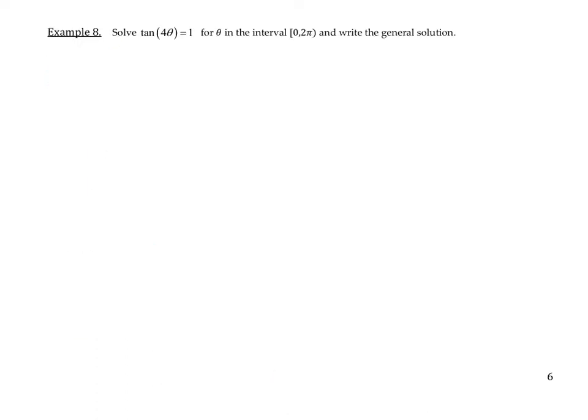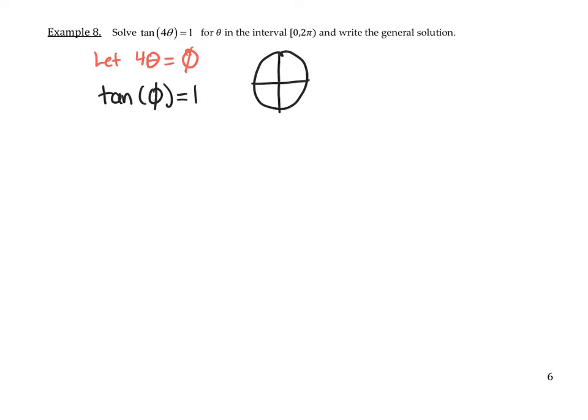Okay, the next example: our tangent in this case has an omega that is 4. So however many solutions we were expecting, we should get 4 times as many. We'll start by letting 4 theta equal some dummy variable, so maybe you want to call it phi or x or whatever you want to call it. So now my equation looks like tangent of phi equals 1. For the tangent function, we know that tangent is slope, so the slope is going to equal 1 here at pi over 4, and then also here at 5 pi over 4.